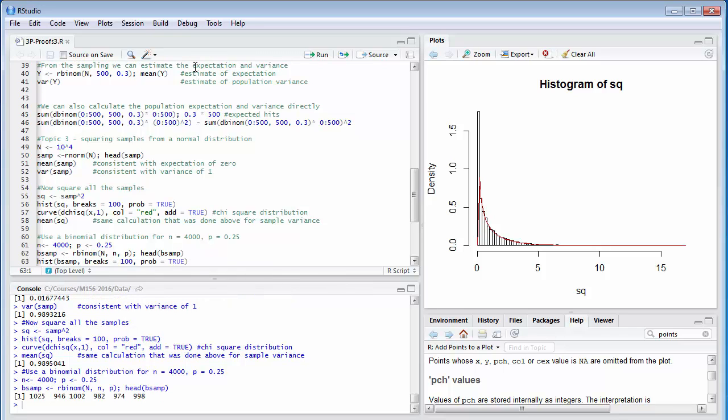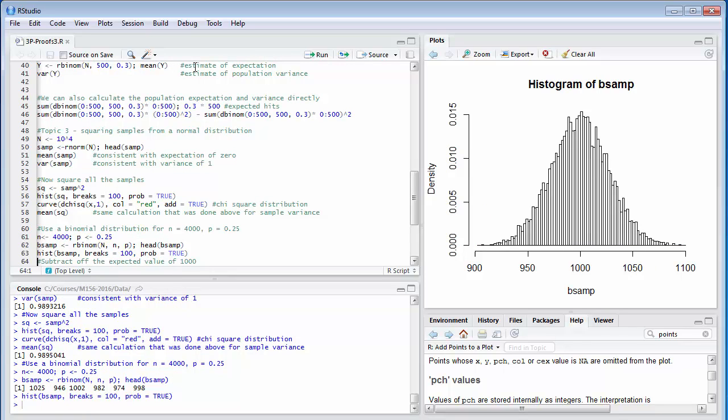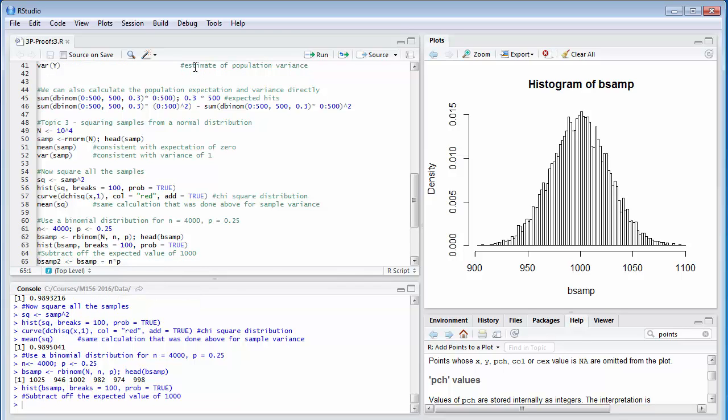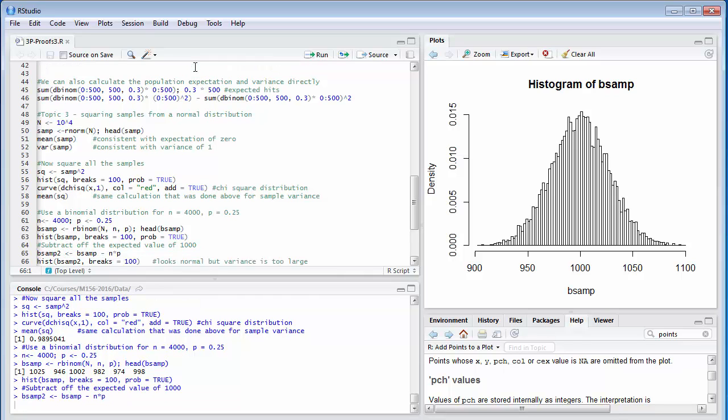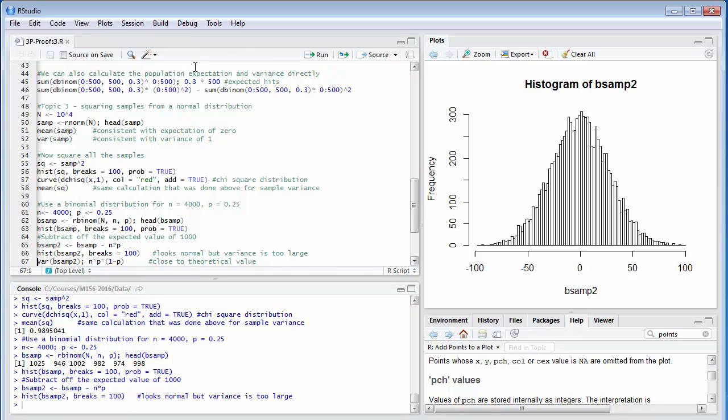And there's just a few of them. You can see they flutter around 1,000, as you'd expect. And there's the histogram. And it does look kind of bell curve-ish, doesn't it? That's what the central limit theorem is eventually going to prove for us. Not surprisingly, however, the peak is at 1,000. We'll subtract off that expected value of 1,000 to get Bsamp2. And now when we plot that, it's centered on 0.